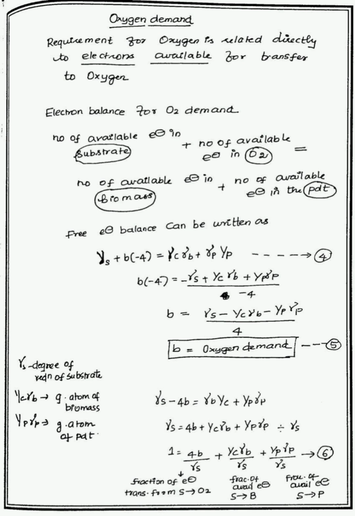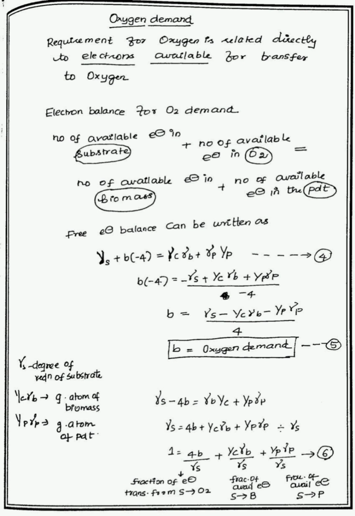Oxygen is oxygen's electron balance, and gamma b is the gram atom of your biomass, and gamma p yp will be your gram atom of your product. So if you want to calculate the oxygen demand, this is the equation you will be using.